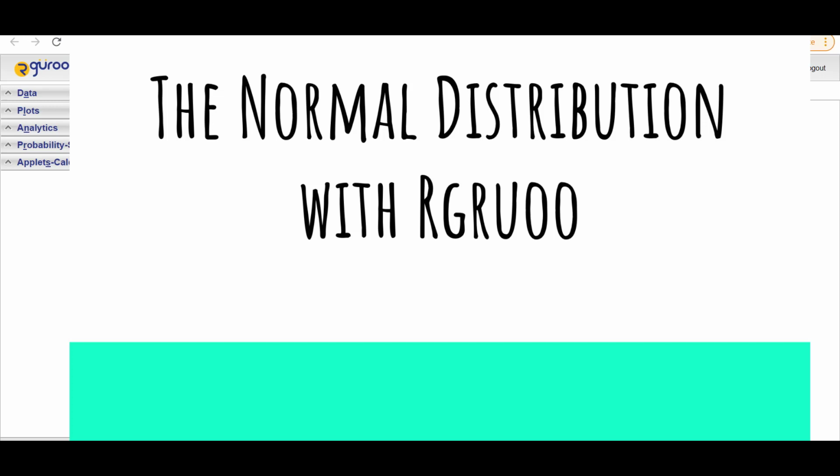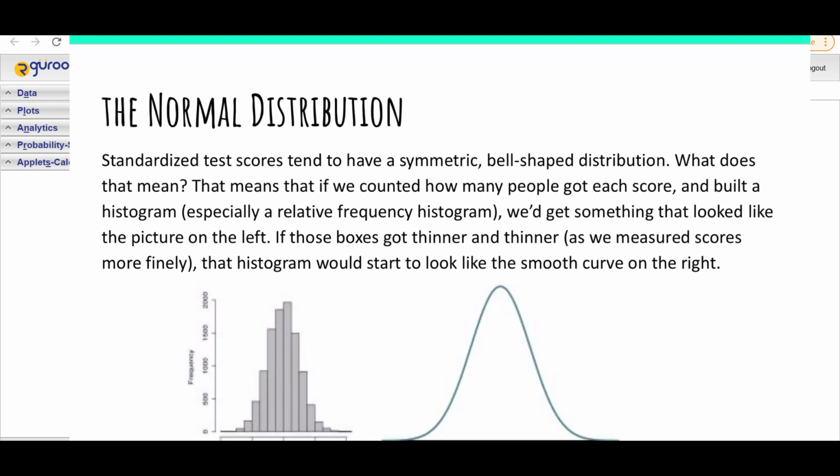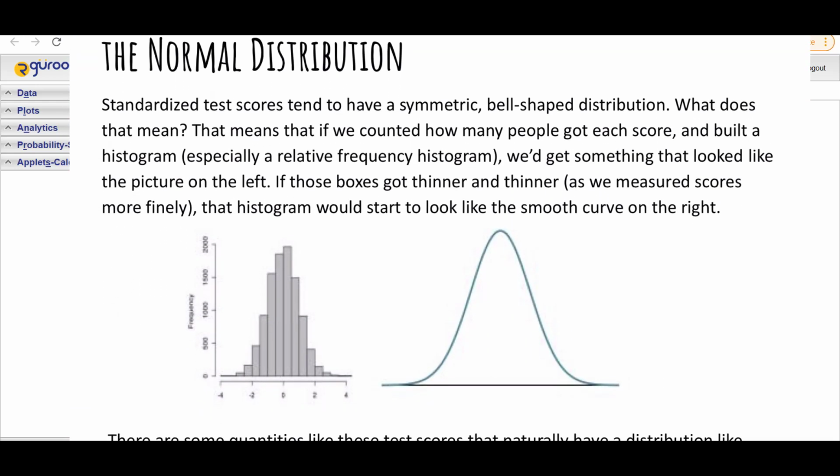Hi everybody. Today we're going to be talking about the normal distribution and we will be using OurGuru to make our calculations. So what is a normal distribution? We've talked about a symmetric bell-shaped distribution in the past, such as with standardized test scores. So what does it mean to have a symmetric bell-shaped distribution?